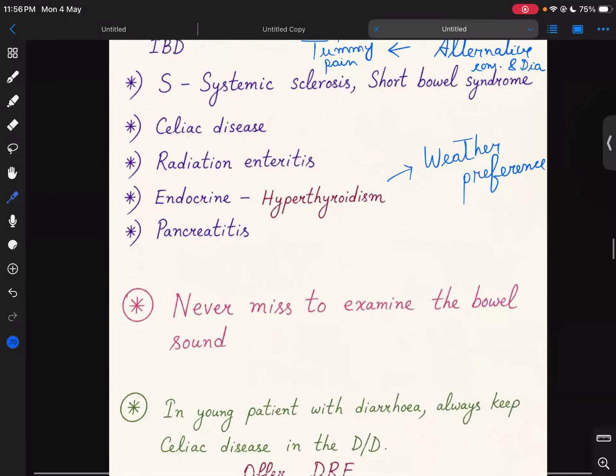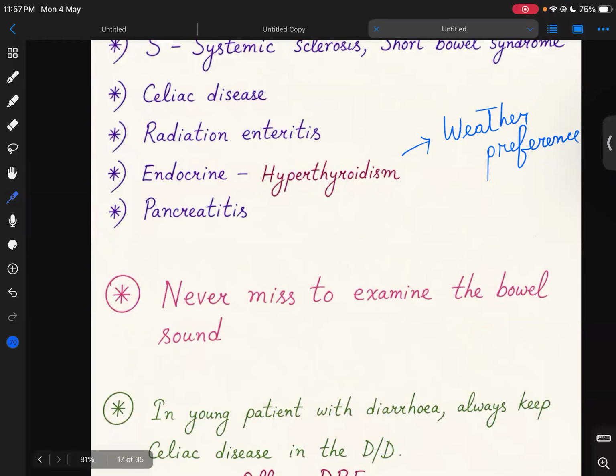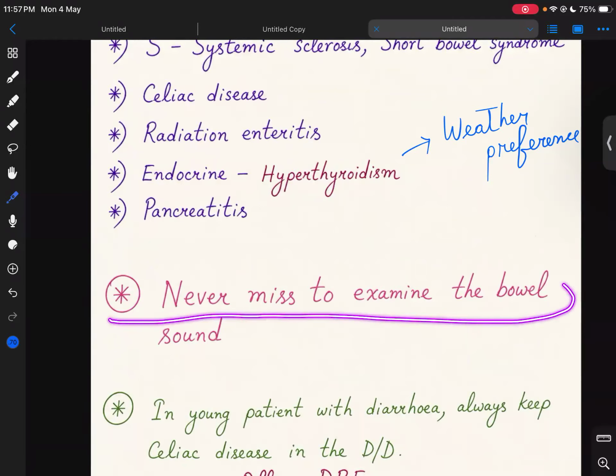So what I'm going to discuss right now is a simple thing that is very easily missed by many candidates. If you get a case of diarrhea, most of the time you'll get it as a dummy case. Never miss to examine the bowel sound for any case of diarrhea. I can give you a guarantee.